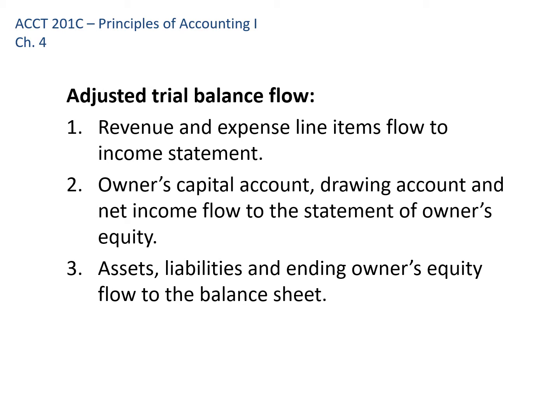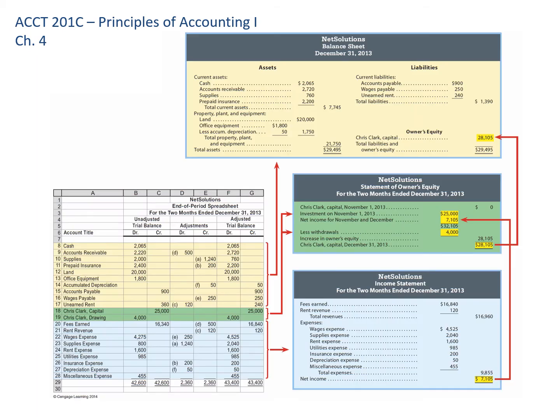So we need to do the financial statements in that order. First income statement, second statement of owner's equity, and then finally balance sheet, because we need information from the previous two to do the next one. So here's a visual depiction of that.